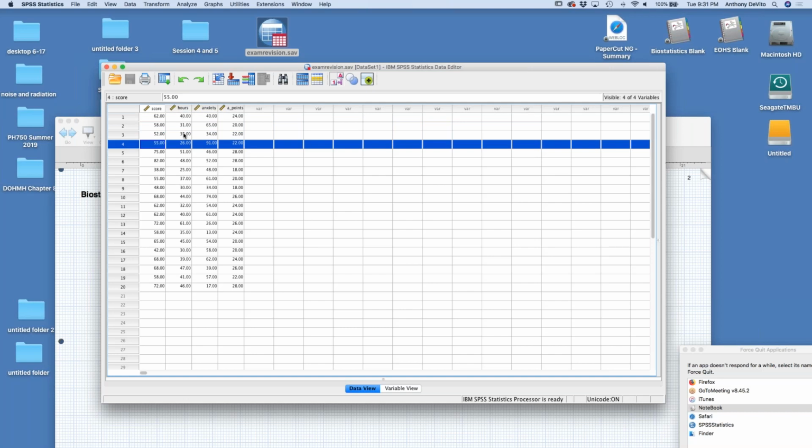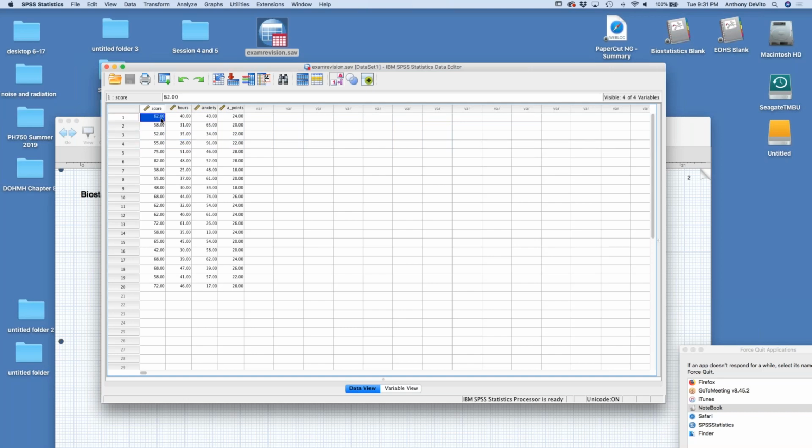So this first person, their score was 62 on this test. They spent 40 hours during the previous month studying or revising their work for this test. Their anxiety level, and this is a scale, I'm not familiar with what the scale is, but it measured how anxious they were. Some were more anxious than others, 61, 58, and so on.